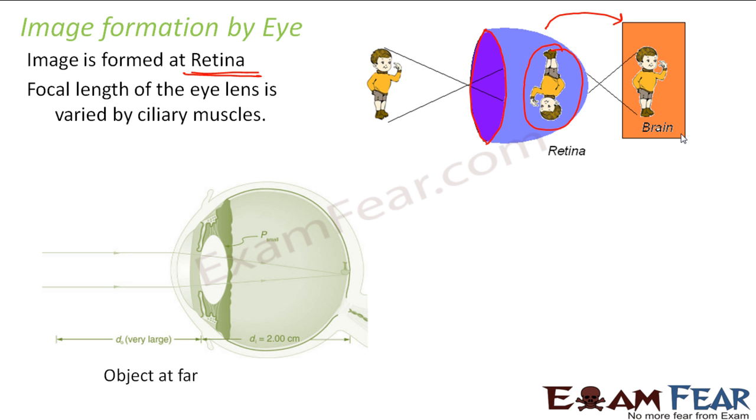We see so many things around us. Sometimes the things are very near, sometimes they are so far off from us. That means the object distance is changing. So in that case, the image distance should also change. But here, the image distance is always fixed, that is the retina, if your eye is functioning correctly. So how is that possible?